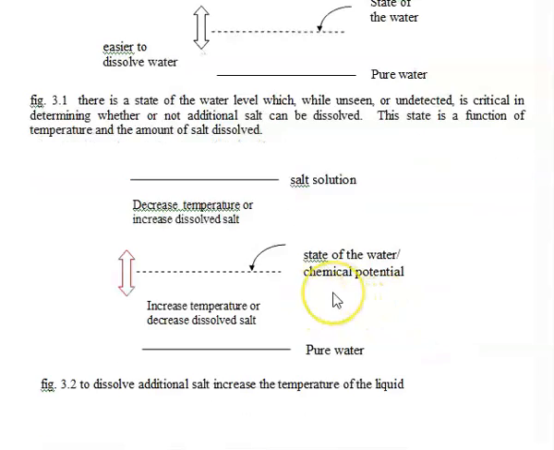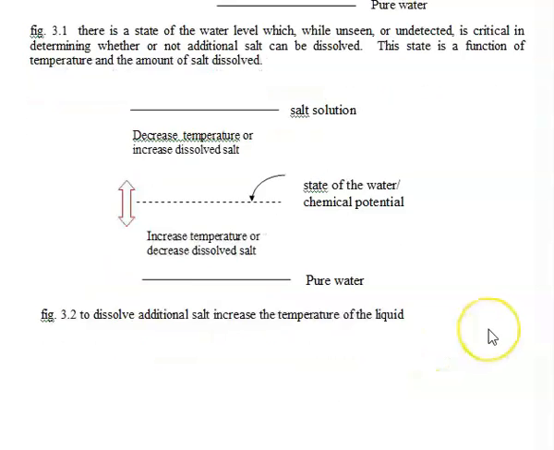So the state of the water, also known as the chemical potential, goes up as we increase the amount of dissolved salt. So there's two parameters right now. Decrease the temperature or increase the amount of dissolved salt, this magic number, which we're going to call chemical potential, rises. Increase the temperature or take salt out of solution, and this chemical potential decreases.